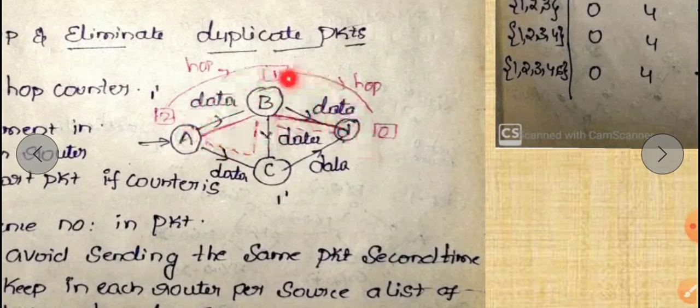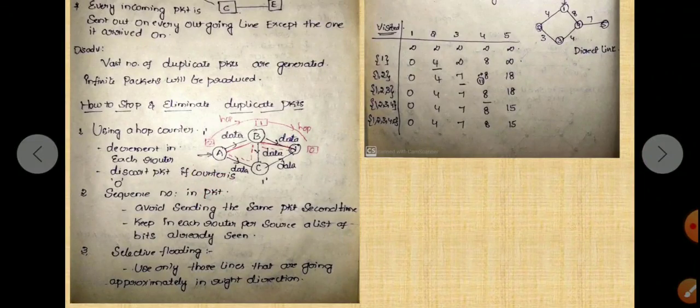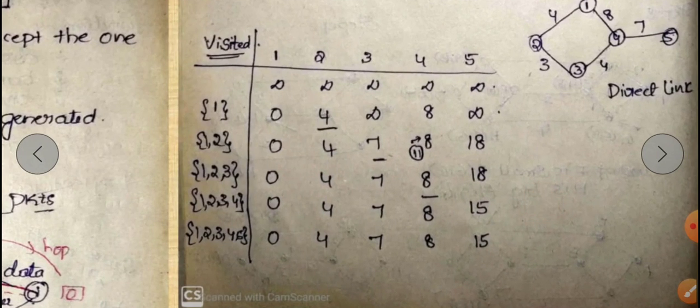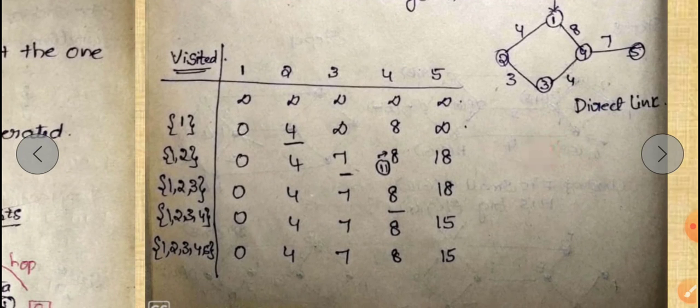So all packets should be transmitted only on this path. This path we are going to select, and that is called selective flooding. Here one example will be there. It is very easy for your understanding. Just have a look. For your understanding, I have drawn this example.